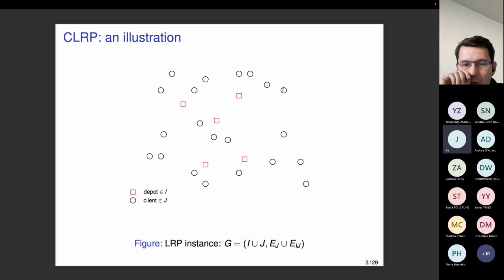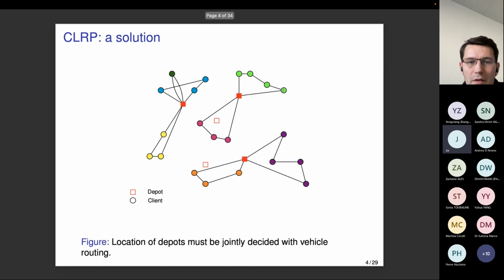So here I give you an illustration of the problem. We have a set of potential depots, which are red, and a set of clients, which are black. This would be a feasible solution. We open 3 depots from the 5 potential ones, and we assign clients to the open depots, and furthermore we partition the assigned clients into routes, and we need to minimize both the routing and the opening costs.